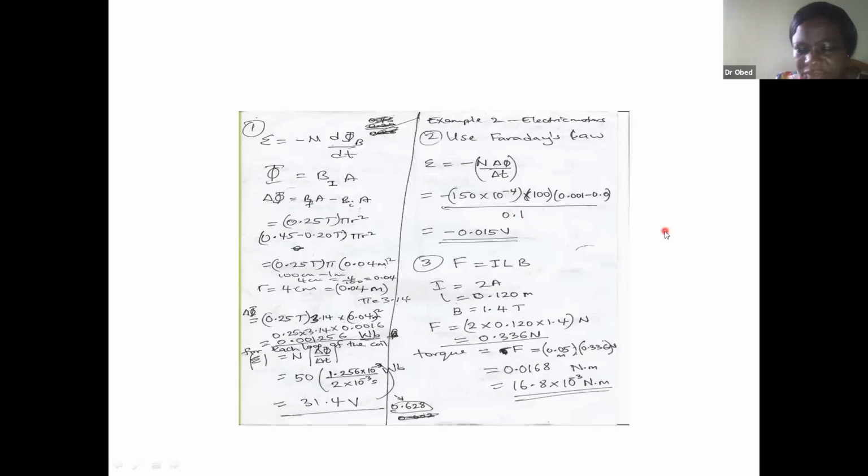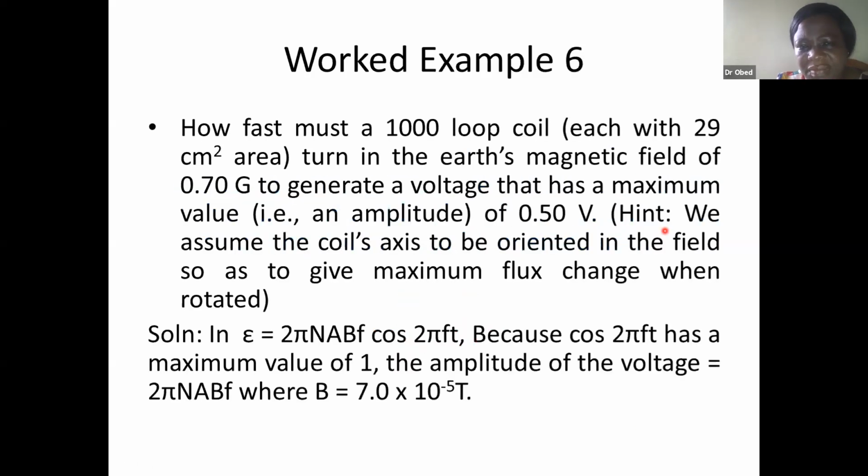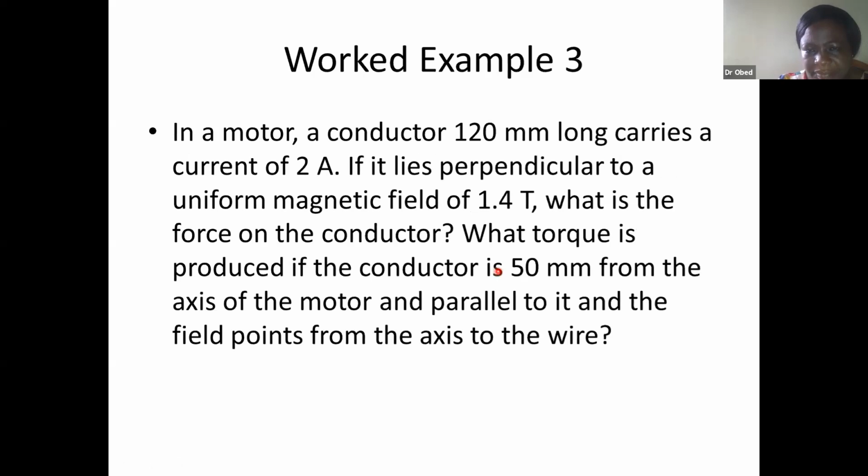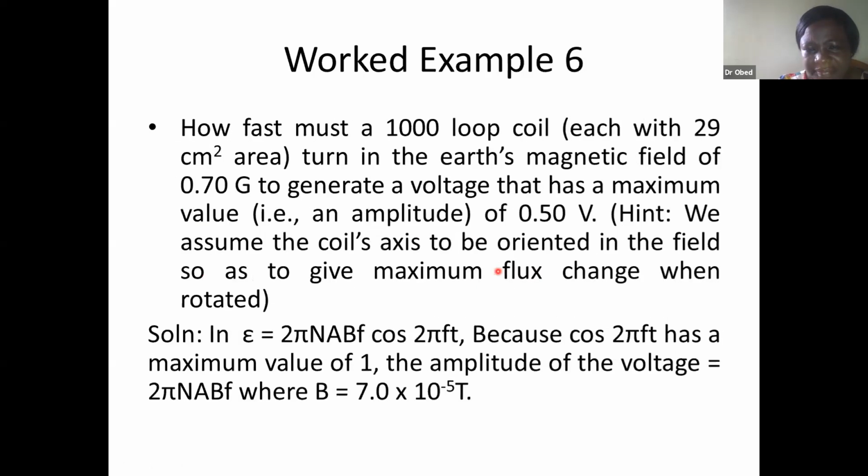Let's see the question again. Calculate the induced EMF in a 150 centimeter squared circular coil having 100 turns, when the field strength passing through it changes from this to this, that's the change in magnetic field, at a constant time.